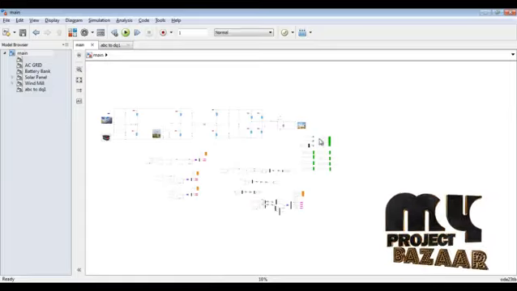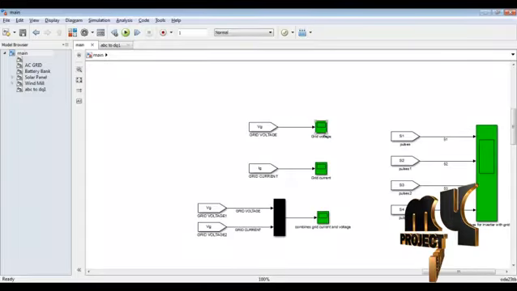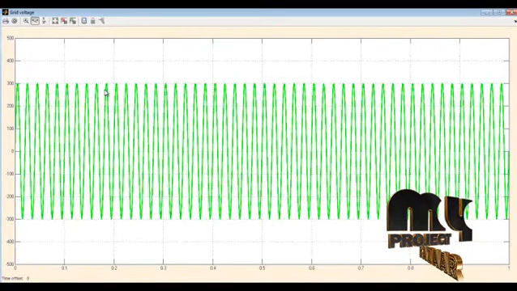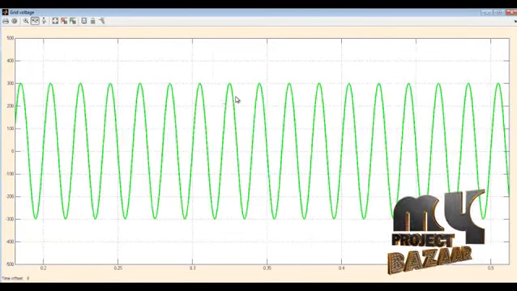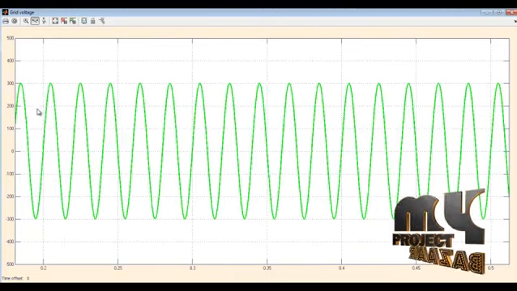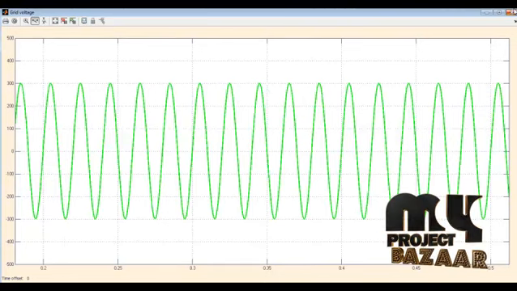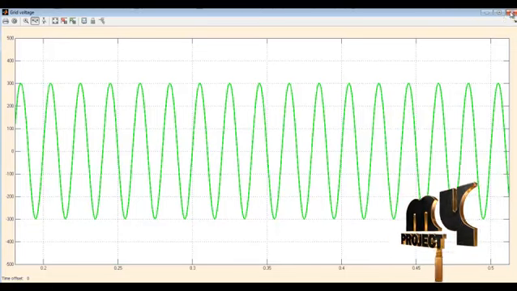Next we can see every scope result. This is the grid voltage. It is a perfectly sinusoidal wave. The grid stored energy achieves a 300 amplitude level, so it reaches the maximum voltage.